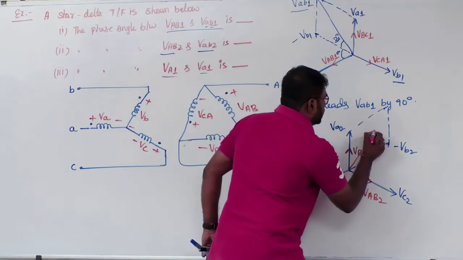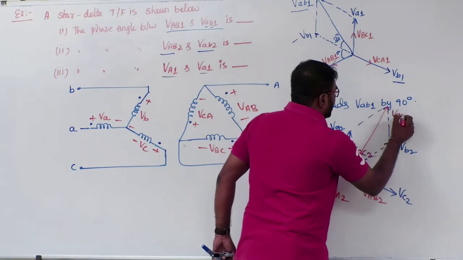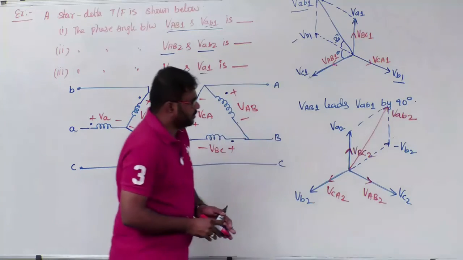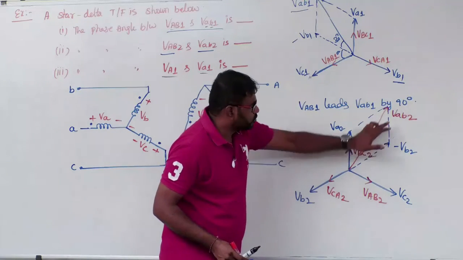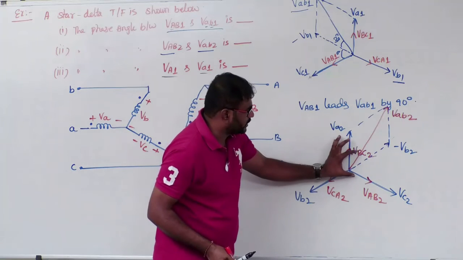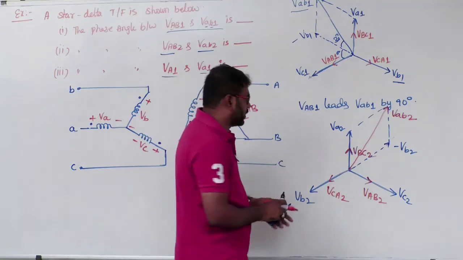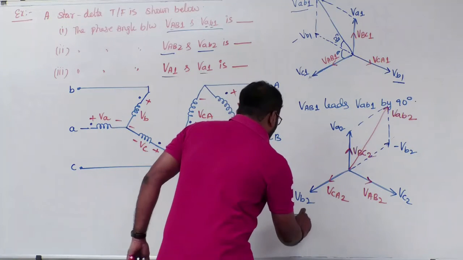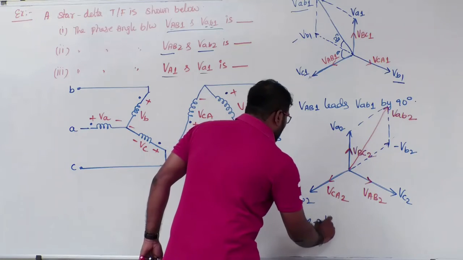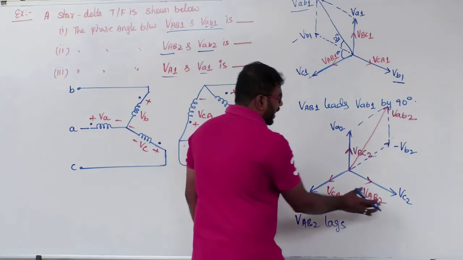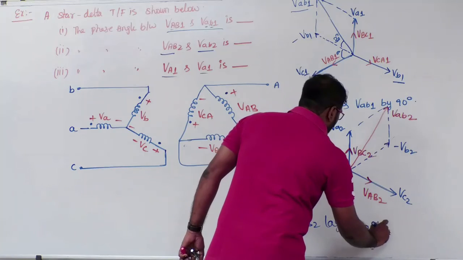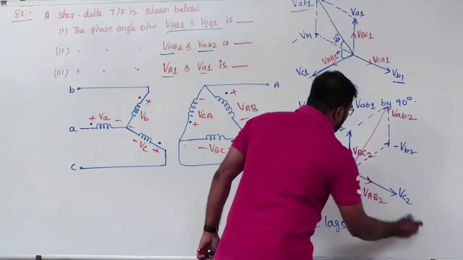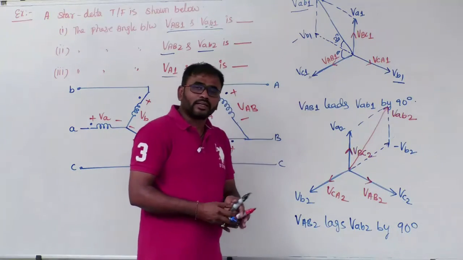VAB2. Now this is our VAB2. Now check here, VAB2 and VAB2, small VAB2 and capital VAB2. What is this angle? Again 90 degrees. But what is the relation? Capital VAB2 lags small VAB2 by 90 degrees. Obviously, we already discussed.